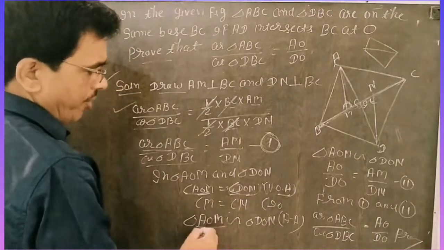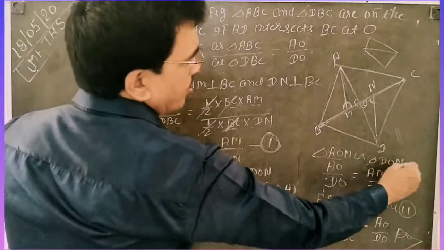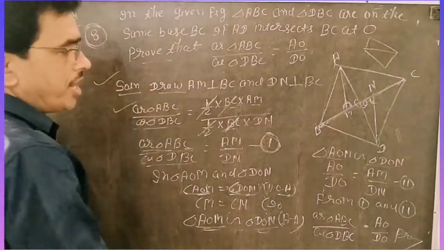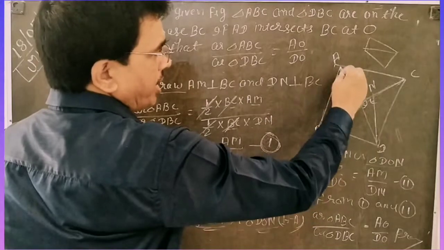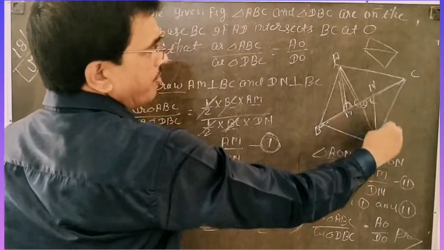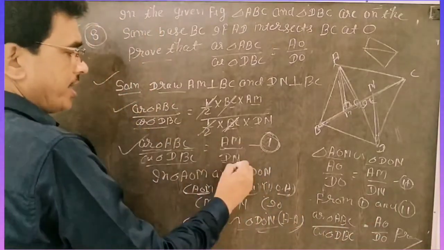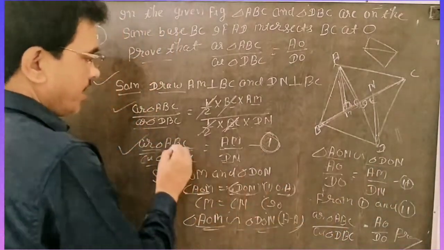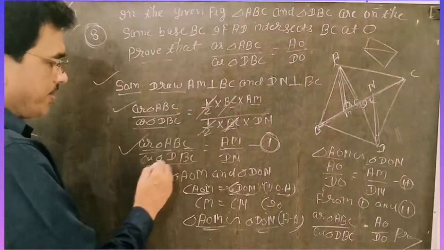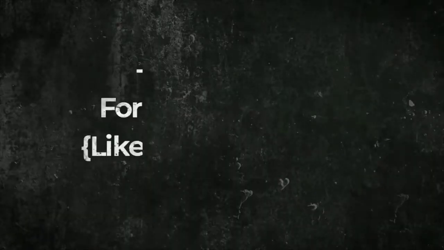So triangle AOM is similar to DON by AA property. Now if AOM is similar to DON, then their sides are proportionally equal. So we write AO by DO is equal to AM by DN. It is second equation. From first and second, you get RHS AM by DN. Here is AO by DO is equal to AM by DN. RHS is equal, so it is clear LHS is equal. So we write area triangle ABC by area triangle DBC is equal to AO by DO. It is your solution.